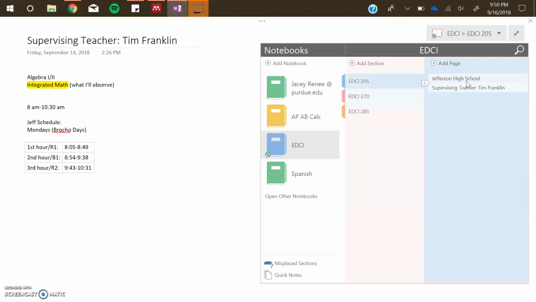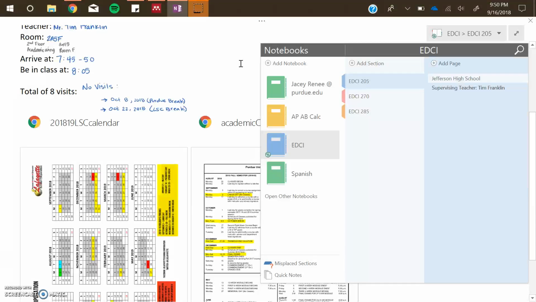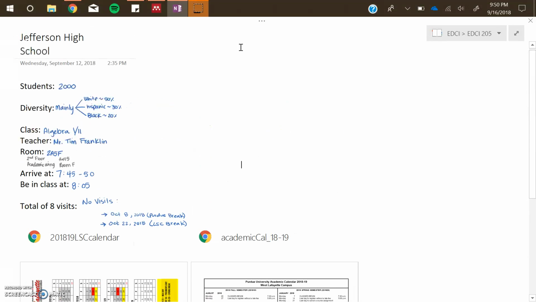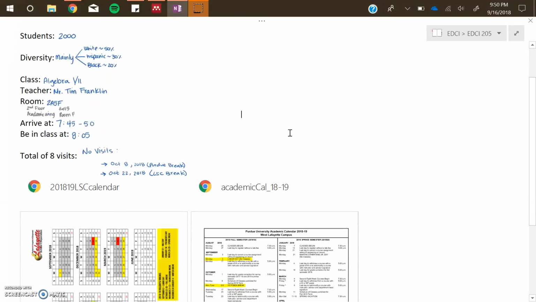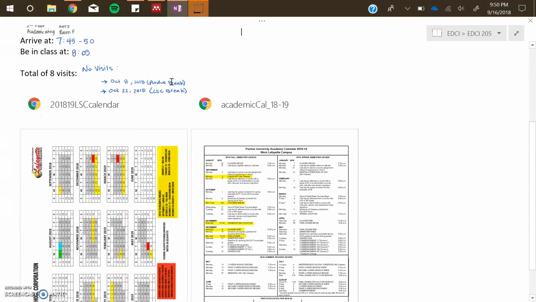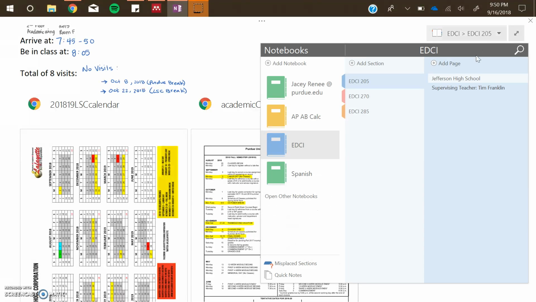And then for 285, this is the class that has my field experience. I made notes. I'm visiting Jeff High School. So I made notes about Jeff, how many students they have, what the diversity is like, what teacher I have, and then the days I won't be able to go to the school because of breaks.